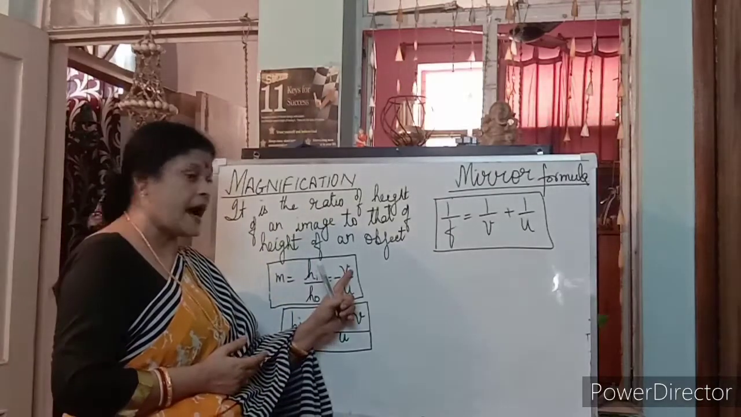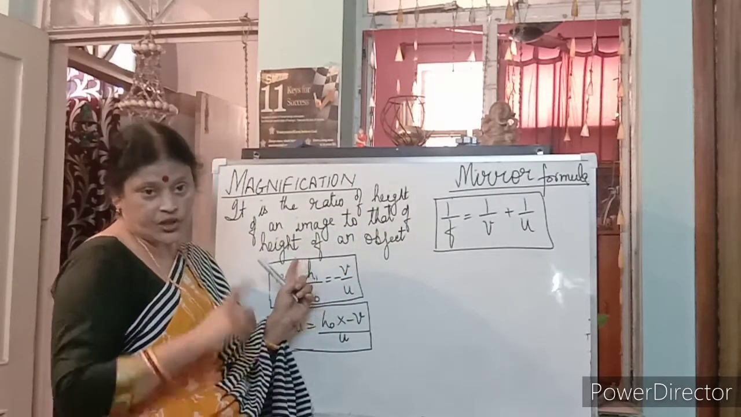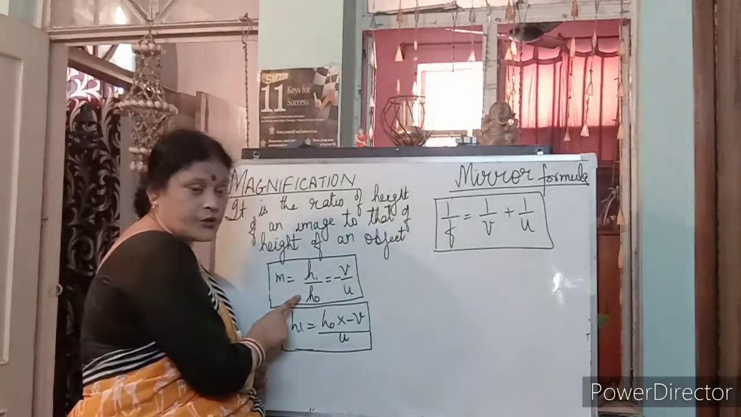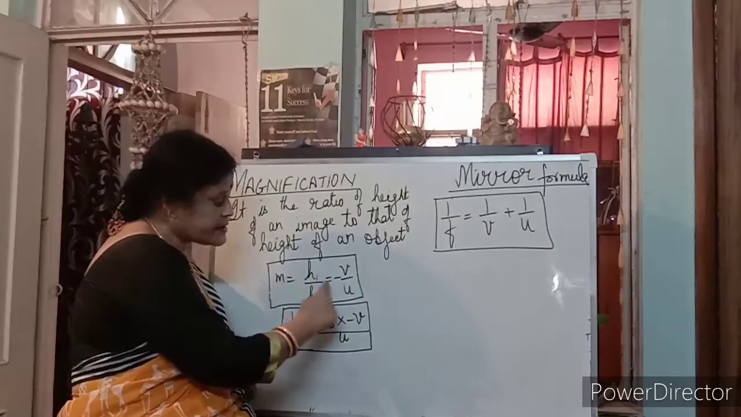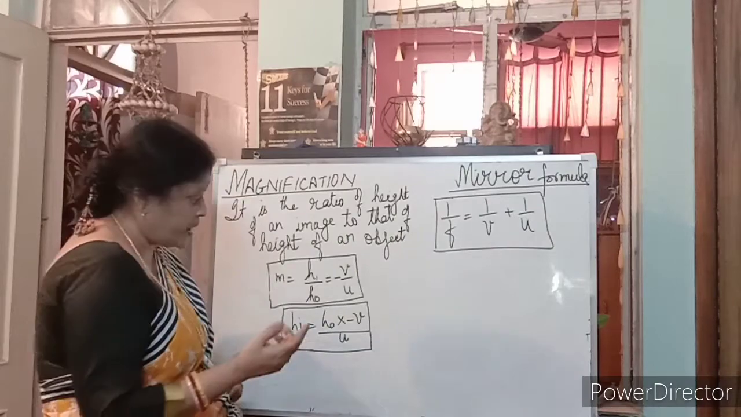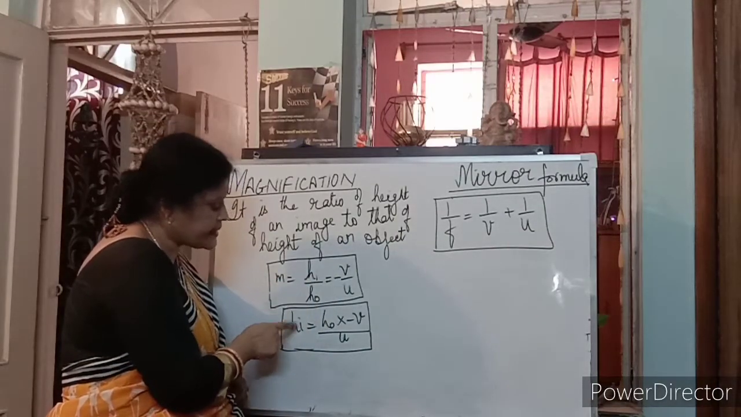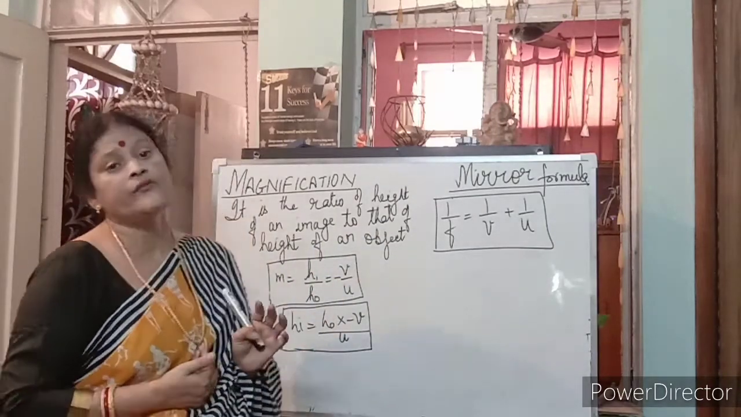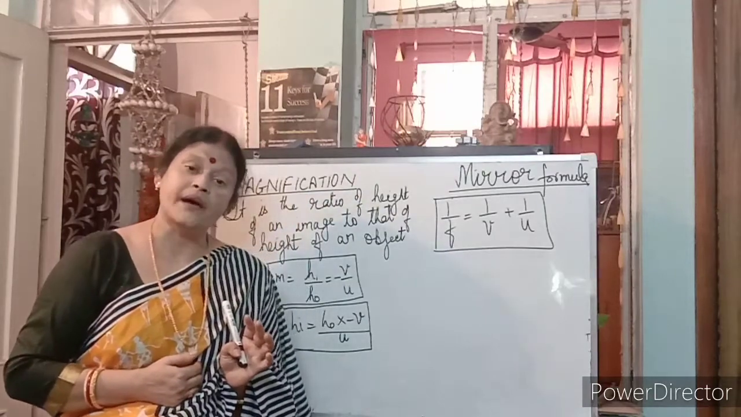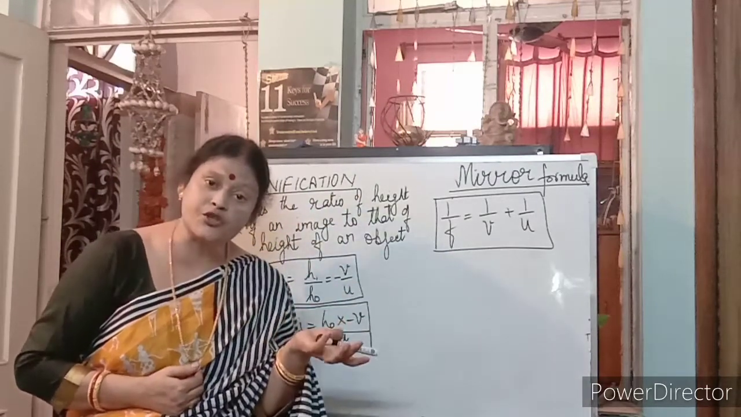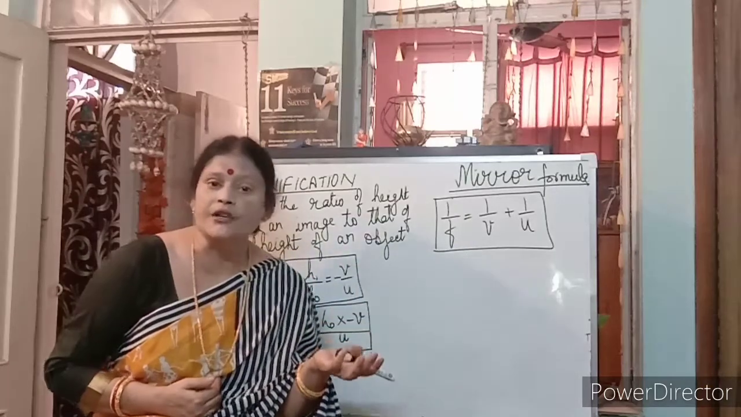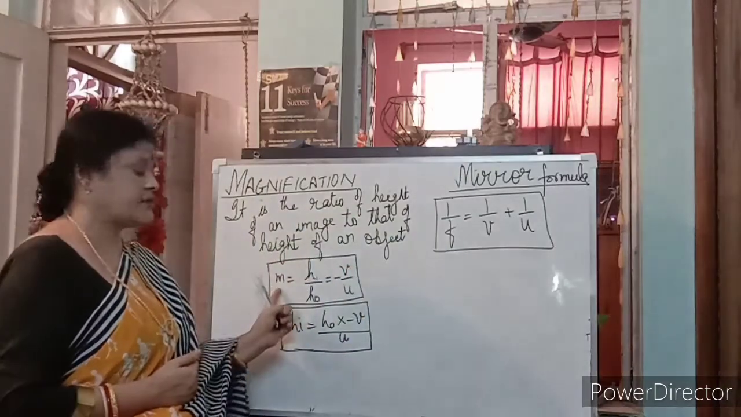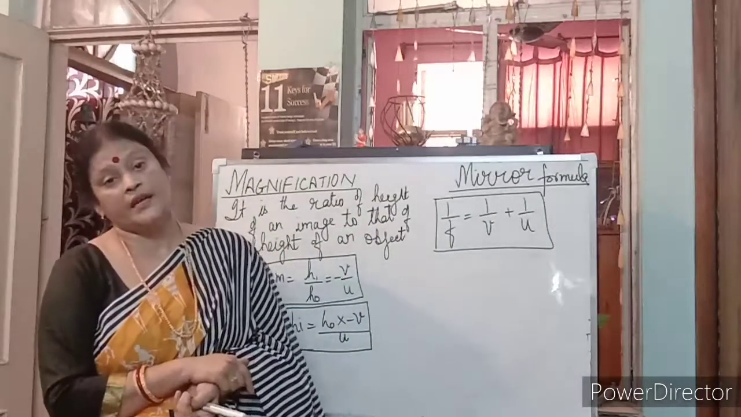If they ask the height of an image, you have got v, you have got u and you have got ho. So again by the crisscross method, which you all know from mathematics, hi is equal to ho into minus v upon u. This is how we can interchange the formulas and find in the numerical what is required. Maybe they are asking ho, the height of the object, maybe the height of an image, maybe the position of the object, the position of the image, or magnification. This is the formula which we can use there.